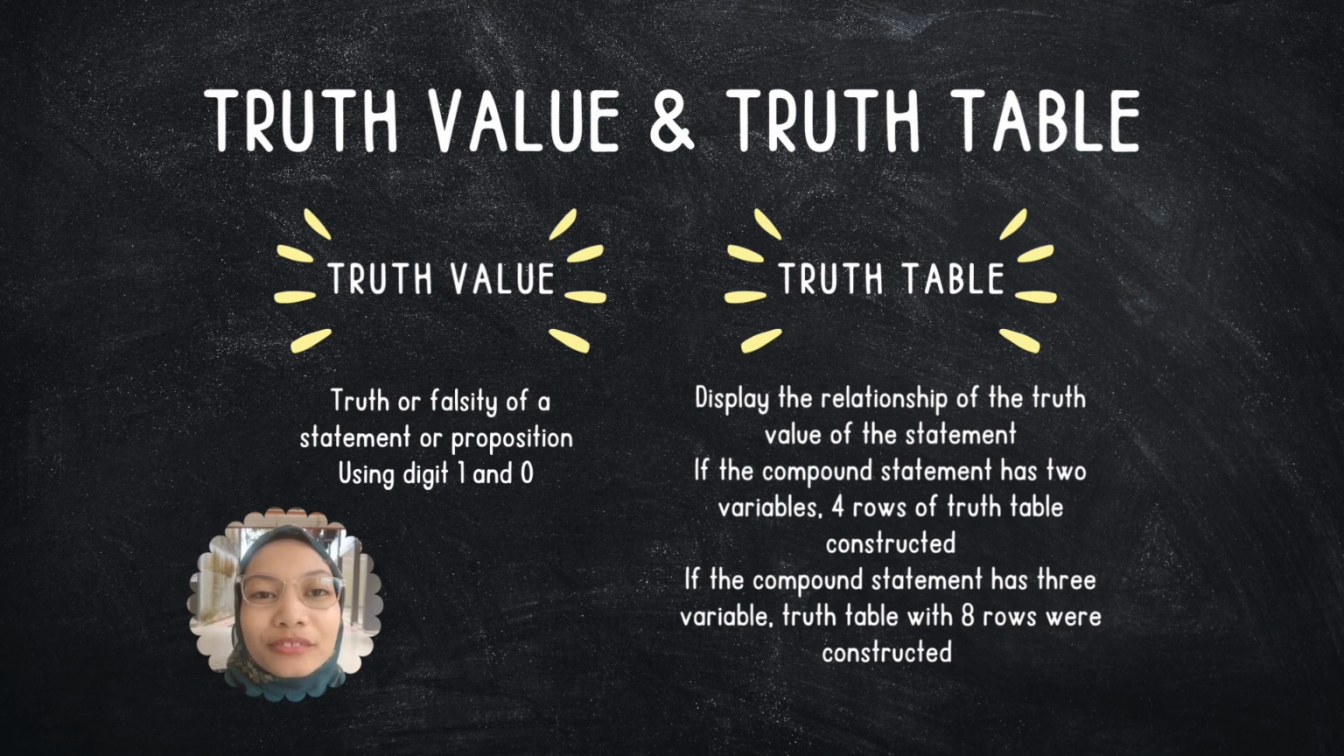The third part of logical connective is truth value and truth table. The truth value is the truth or falsity of a statement or proposition. The second part, which is the truth table, is to display the relationship of the truth value of the statement. For truth table, we need to determine the number of variables. If the compound statement has 2 variables, we need 4 rows, while if the compound statement has 3 variables, we need to construct the table with 8 rows.